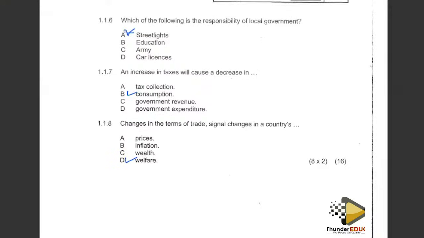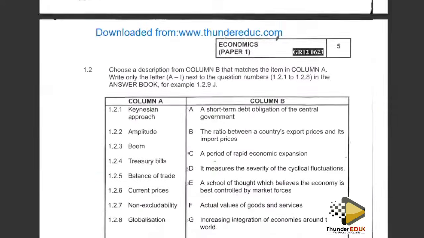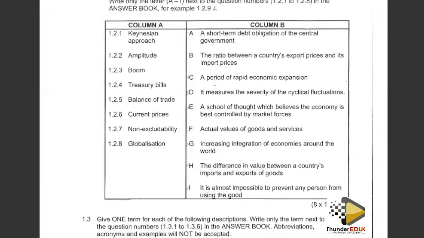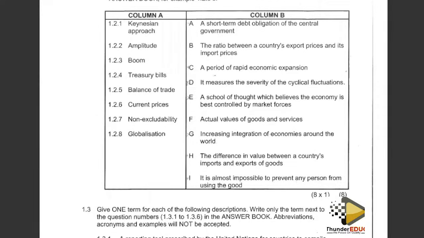Okay, right, grade 12. So now let's move on to the next question, grade 12. The next question that we are moving to is 1.2. So now 1.2 reads as follows. Choose a description from column B that matches the item in column A. Write only a letter in brackets. We're actually given an example of how you can best approach this particular type of question.